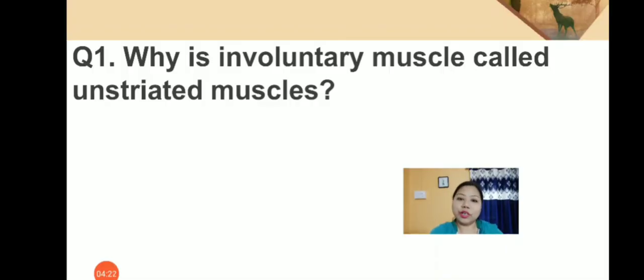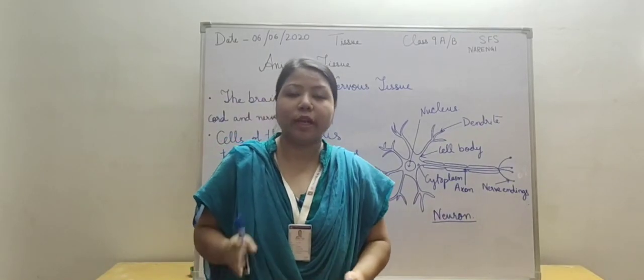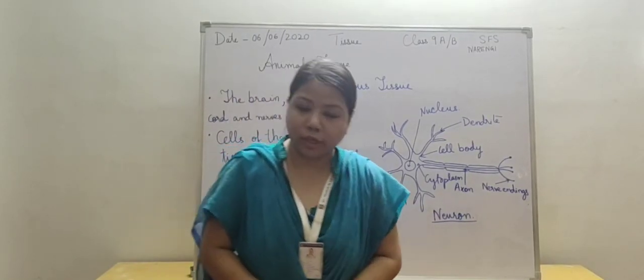The first question of today's class is, why are involuntary muscles called unstriated muscles? Children, I am sure that you have understood about the muscular tissue.